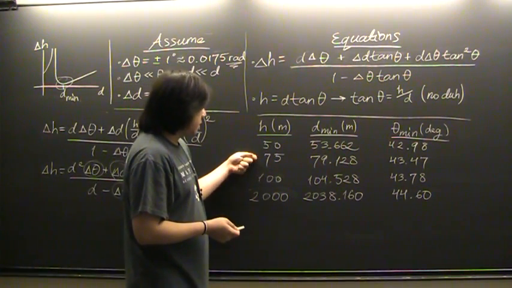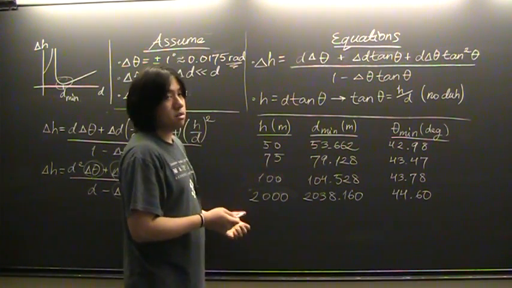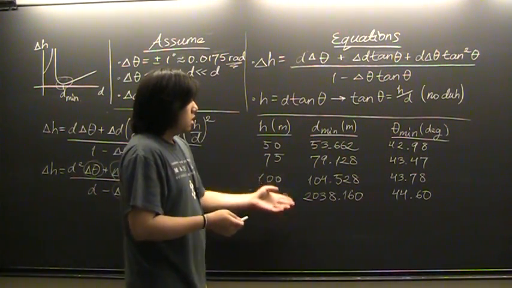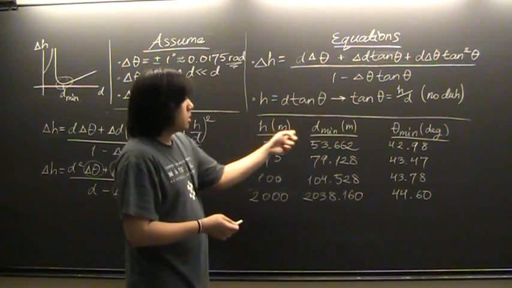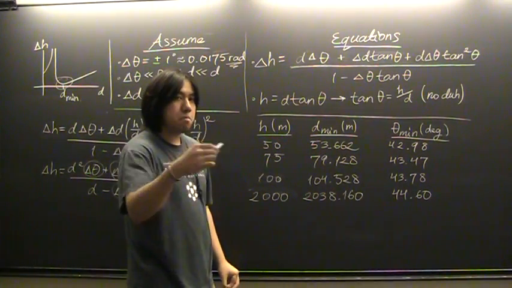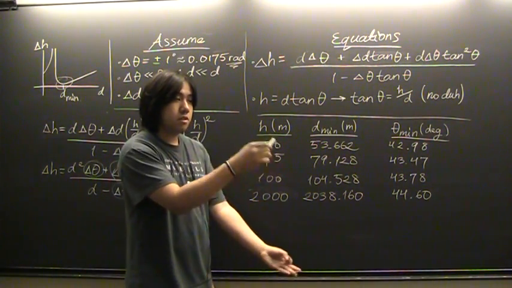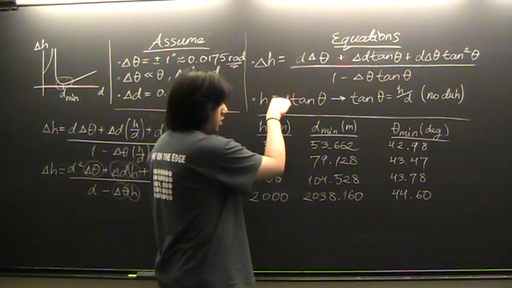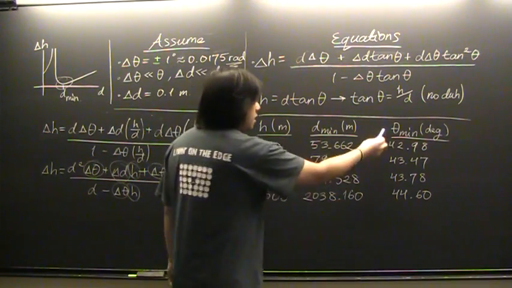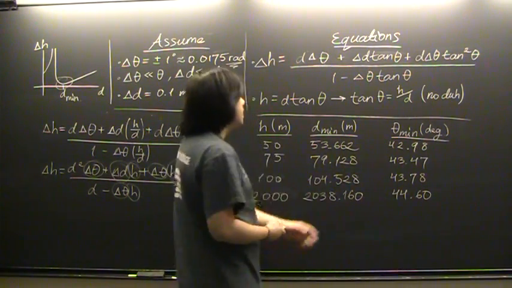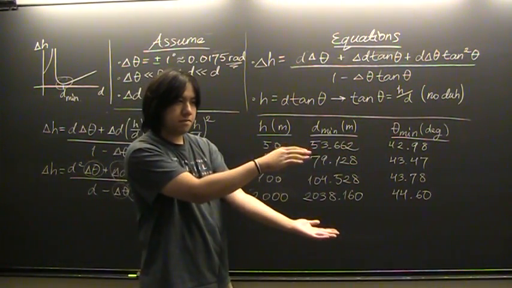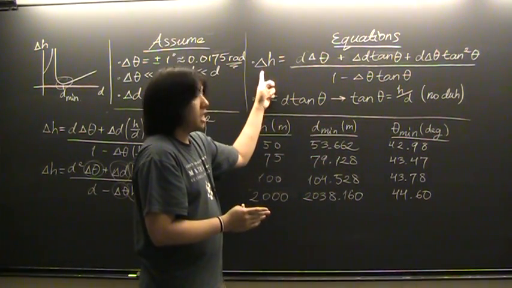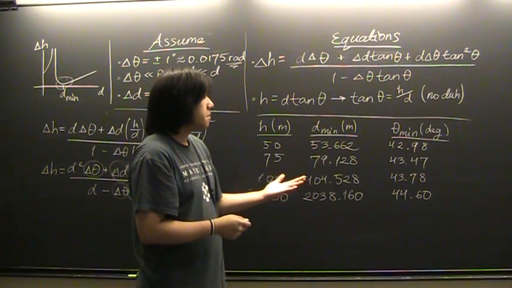Repeating this for 75, 100, and even 2,000 meters, I got the following numbers. Since we have some sort of h and some sort of d, we can back out the theta measurements from this. By plugging this back into this equation here, I was able to get the following values of theta. So this is the minimal angle, the angle at which you'll get the minimal delta h. You'll have the lowest error.